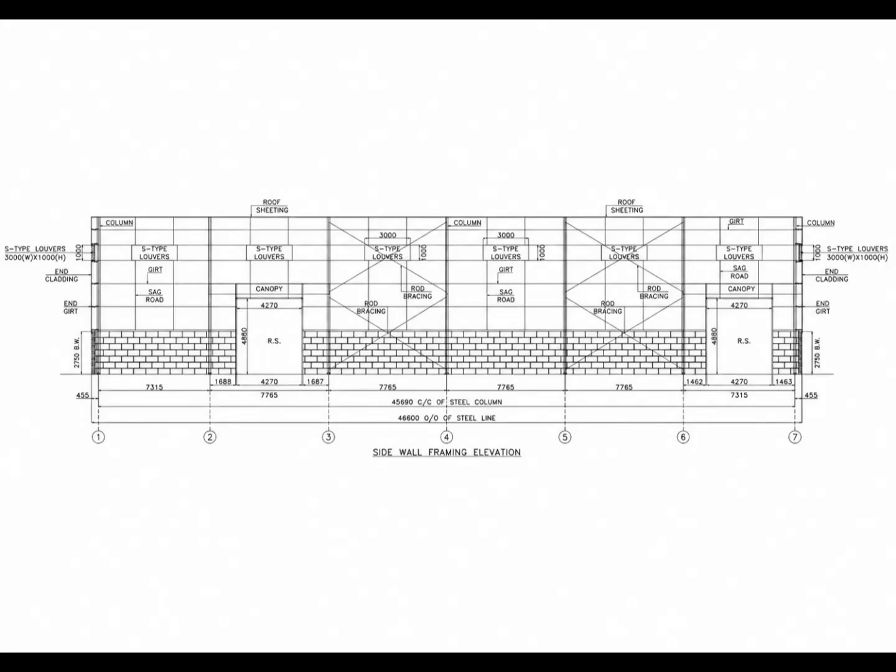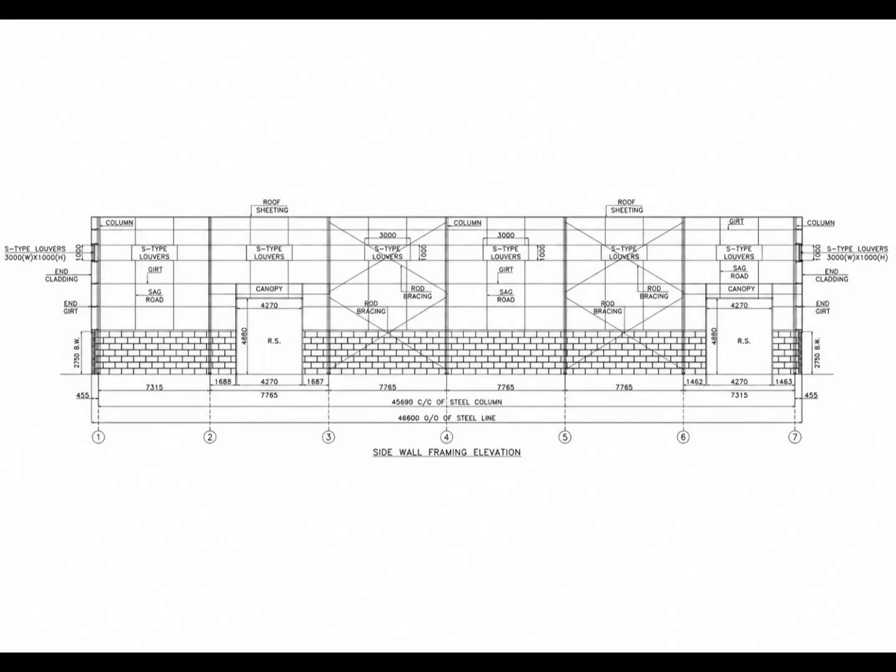First, look at the left side of the drawing. Inside the side wall framing, we can see the label sag rod. The same sag rod indication is also visible on the right side of the building. So, from this drawing, we can clearly identify the locations where sag rods are provided within the side wall framing.